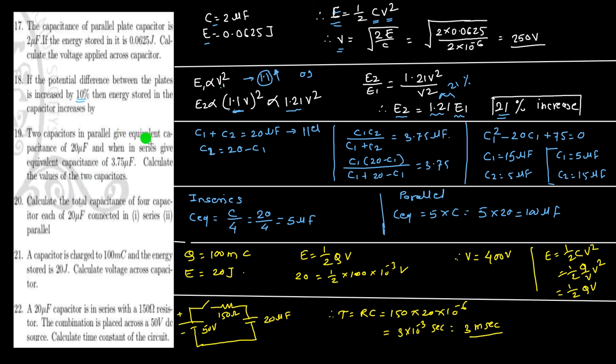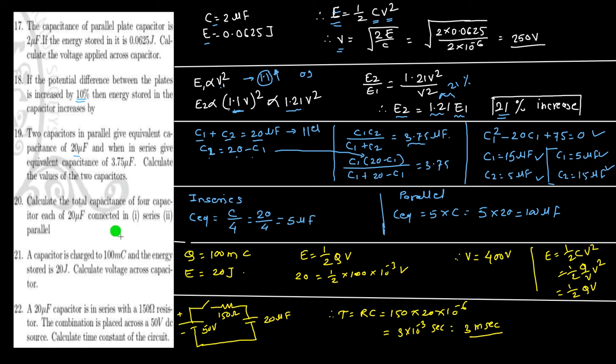Okay, two capacitors give an equivalent capacitance of 20 microfarad in series, and in parallel. So C1 plus C2 is 20 microfarad, and when it is in the other combination it gives you 3.725. So C1 C2 divided by C1 plus C2 is 3.725. So from here you can get C2 equal to 20 minus C1. Substitute this C2 as 20 minus C1 here, and you will get a quadratic equation. If you solve this quadratic equation, you will get the value of C1 as 15 and C2 as 5, or C1 as 5 and C2 as 15.